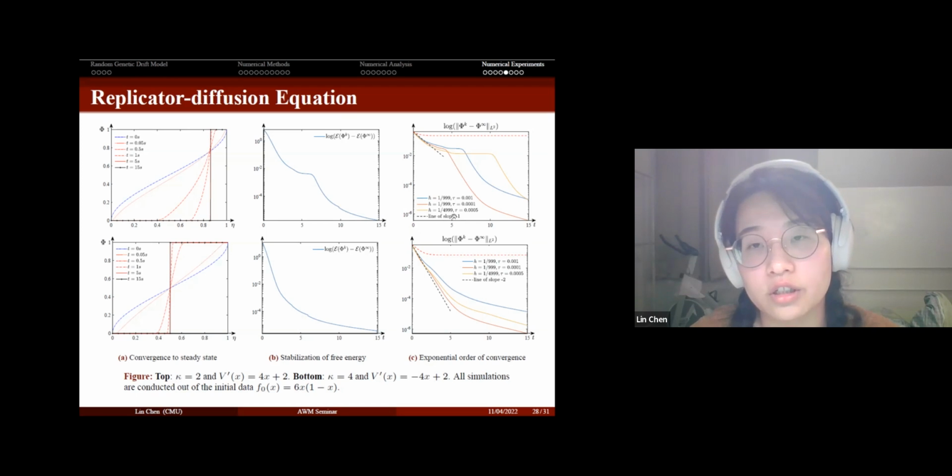And here we show the convergence rate. The black line here is our theoretical result, and we can find that our convergence rate is very close to the theoretical result at the beginning. And here, the same way here.